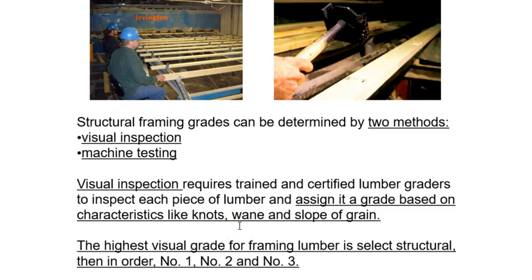I'll see if we can see a picture of one of those, but it's essentially when a corner doesn't have a sharp corner and it was kind of missing along the edge here. The highest visual grade for framing lumber is select structural, and then in order 1, 2, and 3. So 3 is the bottom. So often you'll see notes on framing plans that will say number 2 or better, for instance.